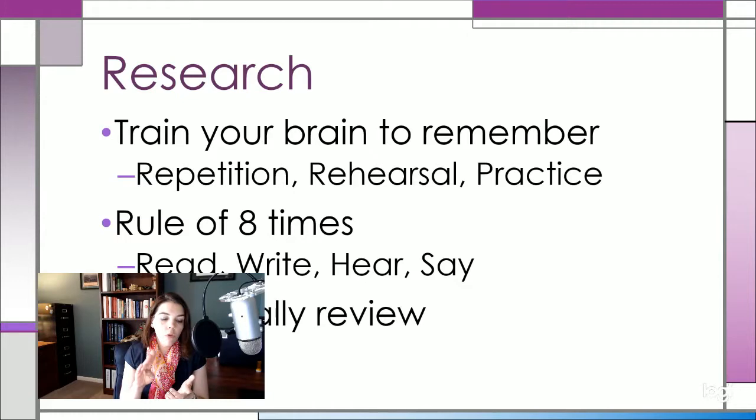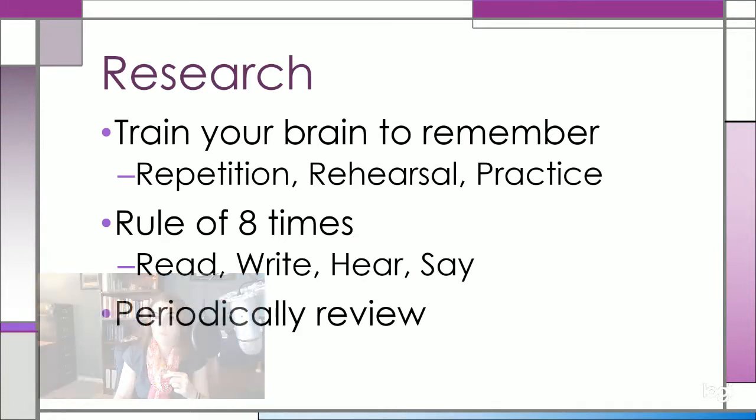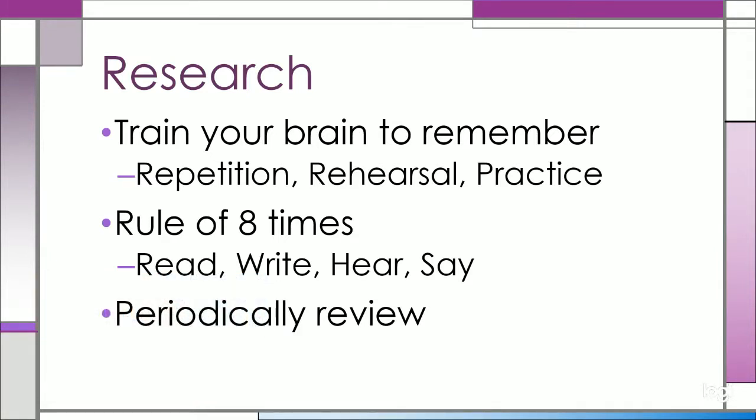So the more you repeat it, the more ways that you repeat it, the stronger you're making those neural pathways, and the more hooks you're making on the information so that it stays in your brain. And of course, it is extremely important that you periodically review this information. If your plan is to learn words every week, you learn the words for the week, but then you also go back to the previous week's words and review those words.